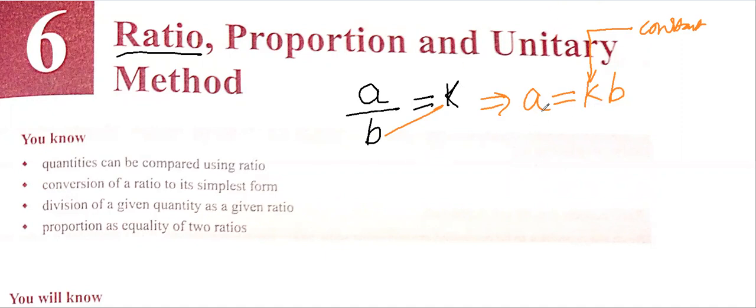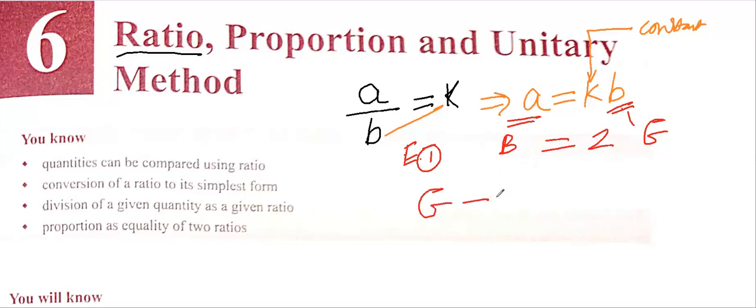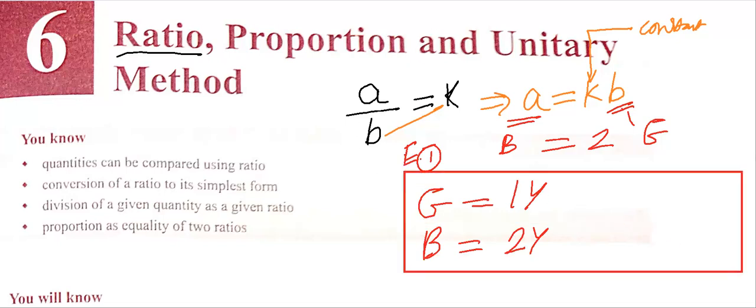Okay, let's understand this with one example. Example number 1. This A is, say, the age of a boy, and this B is, say, the age of a girl. And K is some constant which is 2. So what does this mean? When the girl's age is 1 year, the boy's age will be 2 years. That's what it means.